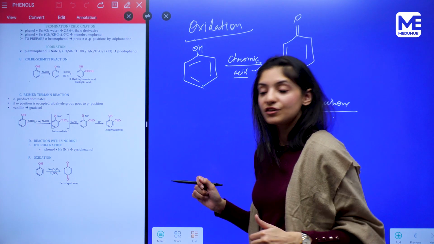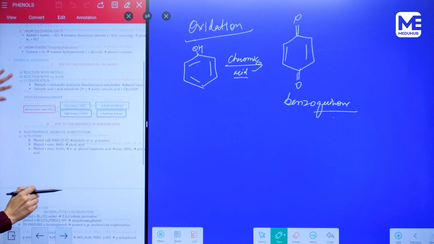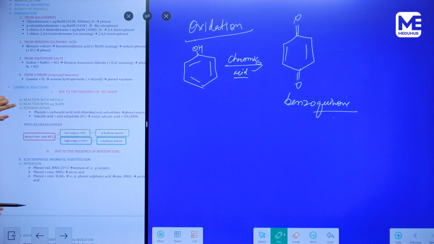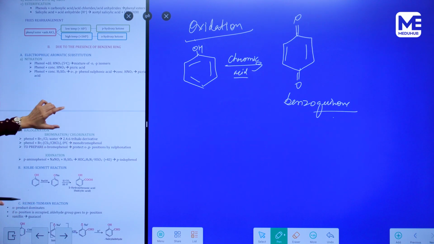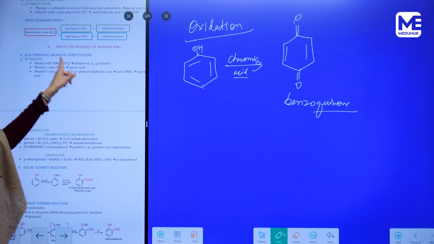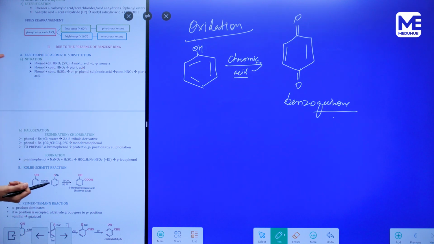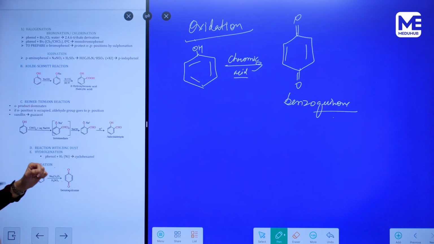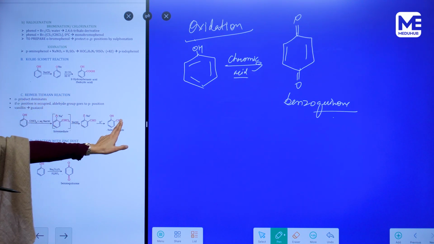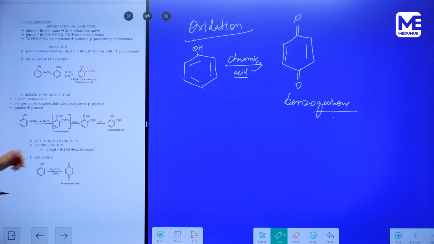So this is it for the reactions. There are two categories. One is due to the presence of OH group, that is reaction with metals, reaction with aqueous NaOH and esterification. Next would be due to the presence of benzene ring. The first important category is electrophilic aromatic substitution, under which we did nitration and halogenation. Next is the Kolbe-Schmidt reaction, where a weak electrophile like CO2 gets added on. The other one was Reimer-Tiemann reaction, where an aldehyde group gets added to the ortho position. Then is the reaction with zinc dust, hydrogenation reaction, that is a reduction reaction, and the last one is oxidation reaction.